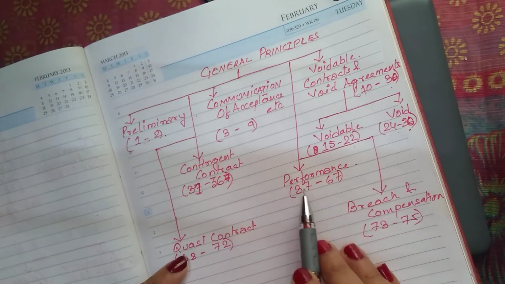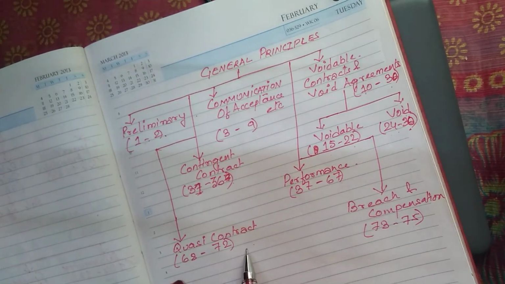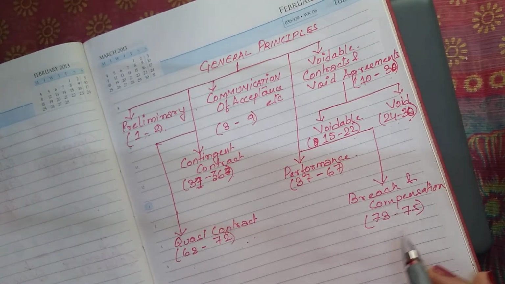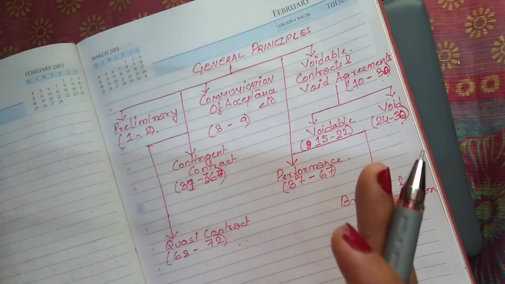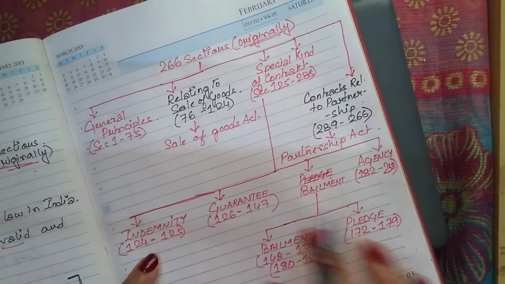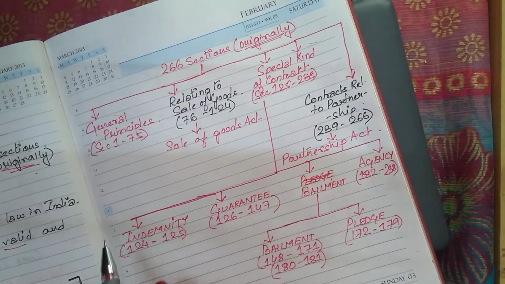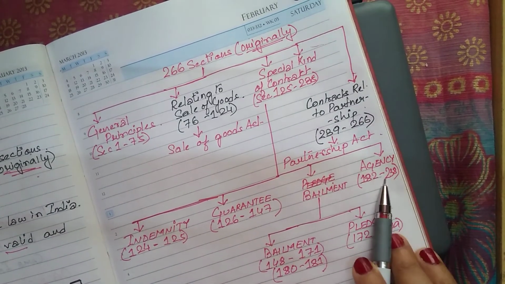Then comes the performance of a contract, 37 to 67. Quasi-contract, section 68 to 72. Breach and compensation, section 73 to 75. Now, this is the first part of the Indian Contract Act, that is the general principles. The second part of the Indian Contract Act deals with the special kind of contracts, which can be further divided into indemnity, guarantee, bailment, and agency.